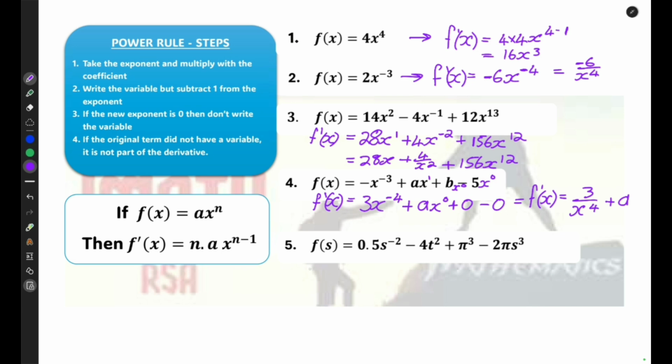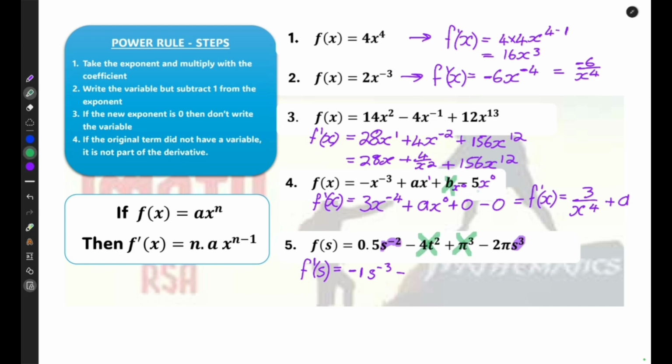Question 5. So now I'm not working with x, I'm working with s. So the derivative in terms of s would now be a half times minus 2, which gives me minus 1, s minus 3, and then this would give me minus... Now watch out, I almost made a mistake. I am only interested in the s's. So that one, and then that one. The other terms do not have an s, so they would not go to my derivative.